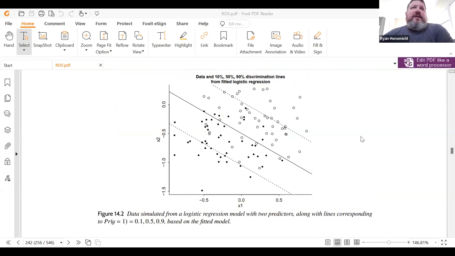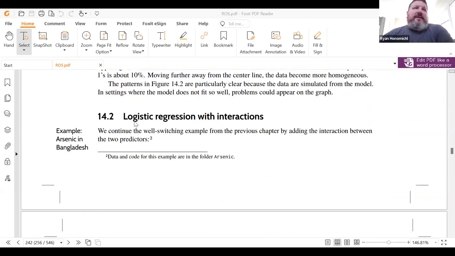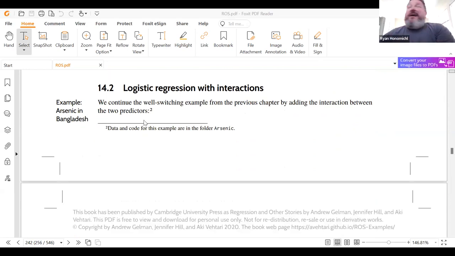But whatever. We talked about this idea of discrimination lines, like how well the two X variables are discriminating. And then interactions, obviously. I actually did work on one with an interaction. Interactions are another way of saying effect modification.